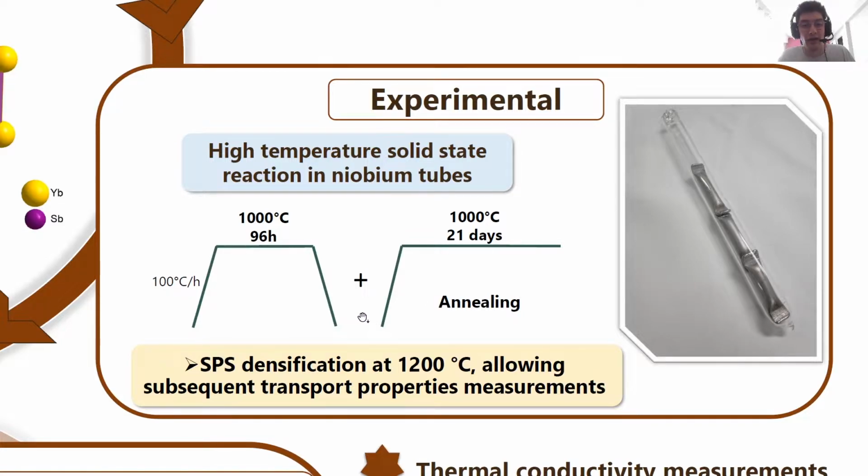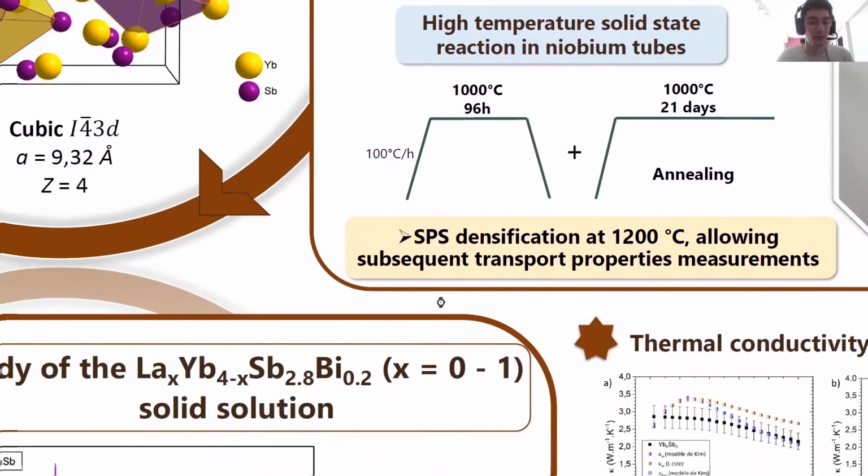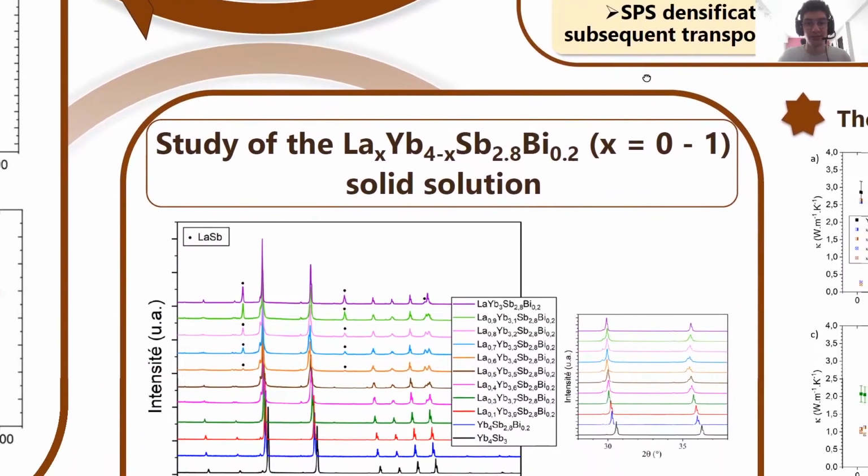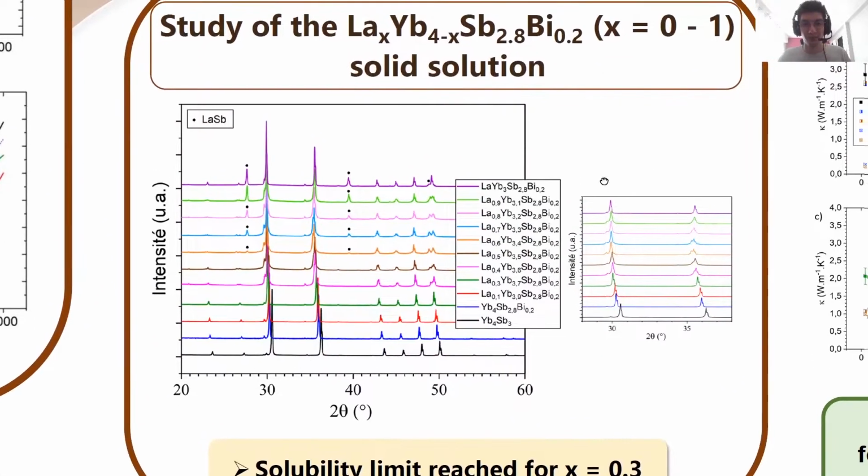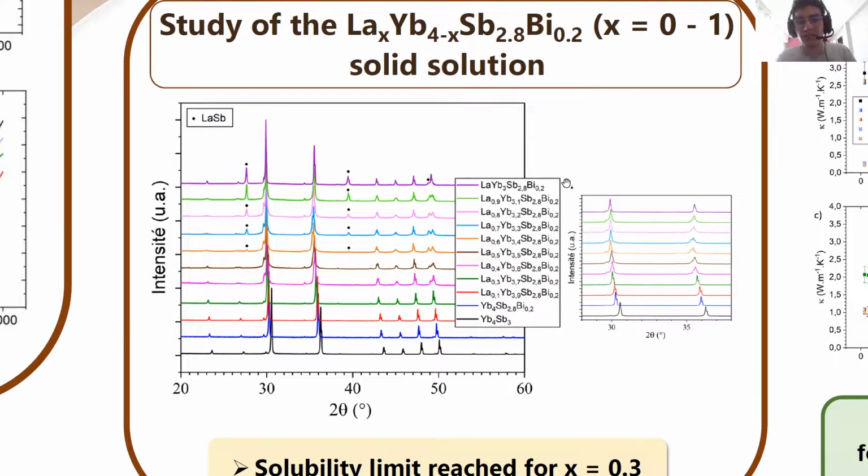I performed high temperature heat treatment afterwards, with more than 3 weeks of annealing. After that, I sintered the powder using the spark plasma sintering technique, which allowed me to measure the thermoelectric properties afterward. But before getting to the transport properties, let's get into the study of the solid solution.